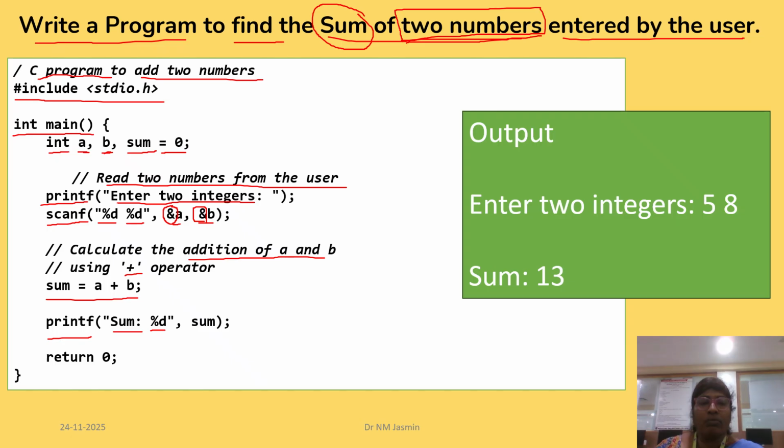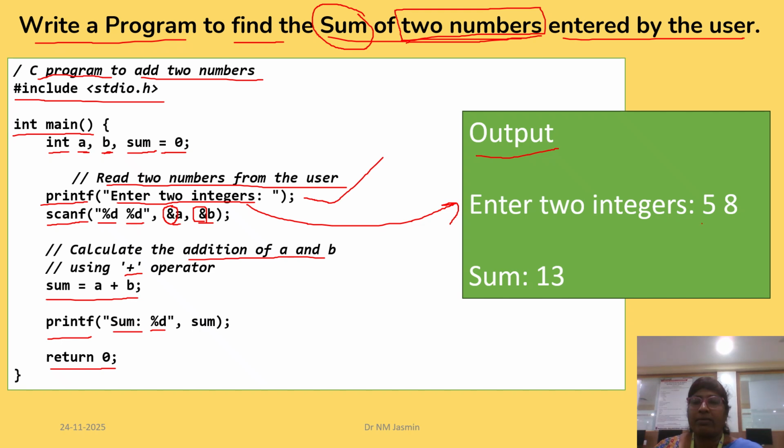Now return 0, saying that program execution is successful, and close the bracket. Once you compile and run this program, you will automatically get the respective output on the console. In the first printf, you have given enter two integers. As it is, you will get enter two integers. It asks you to enter the two integers.